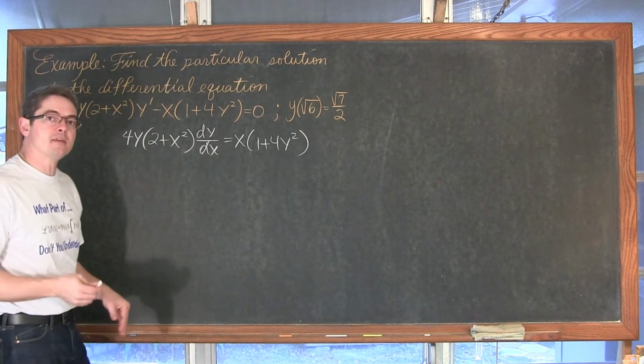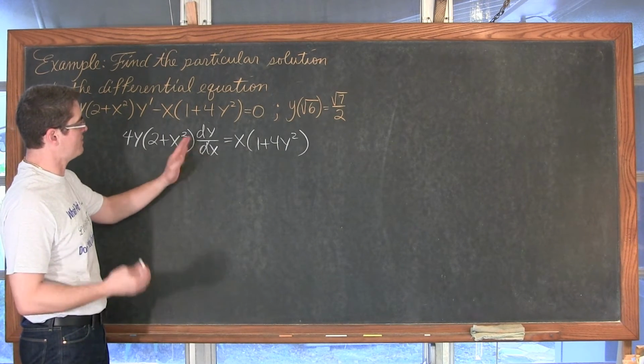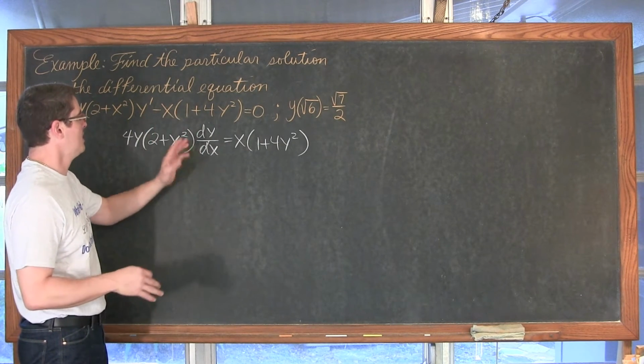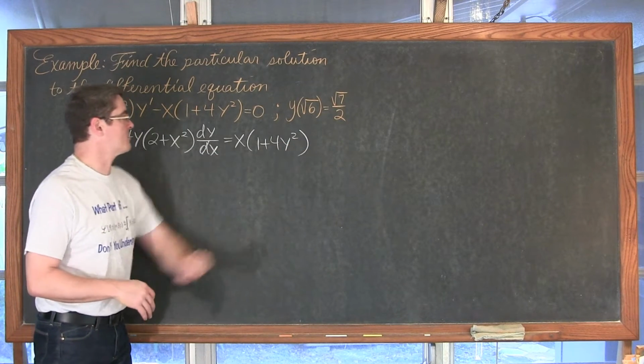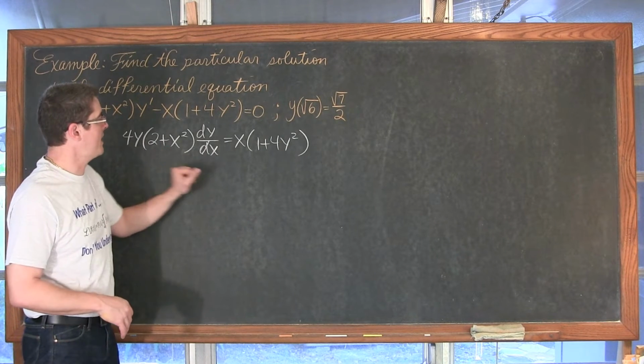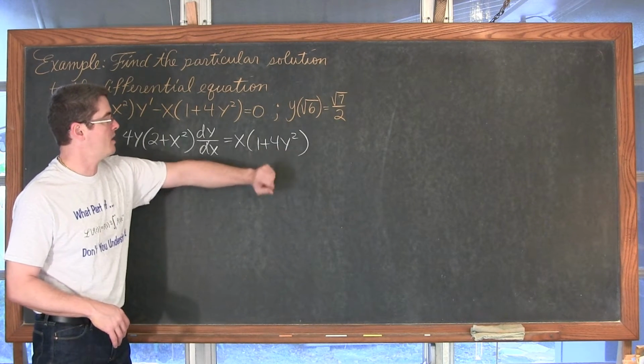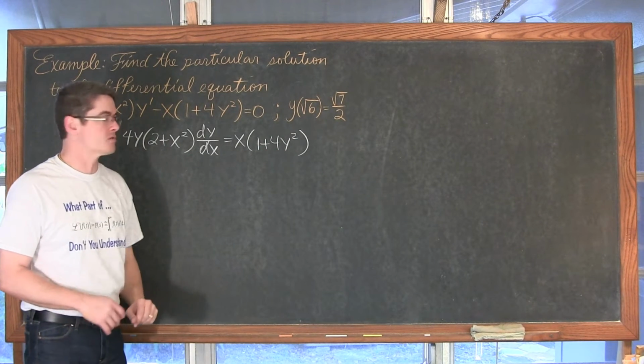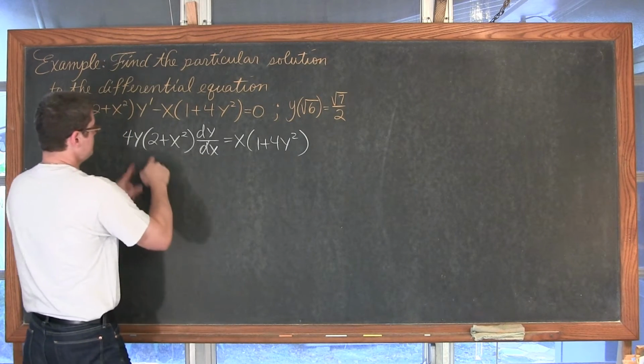we're going to do a couple of things in this next step. We're going to take this denominator, if you will, this isn't exactly division, but we're going to move this dx over to the other side. We're going to divide both sides by 2 plus x squared, and we're also going to divide both sides by 1 plus 4y squared. So, what do we have here?